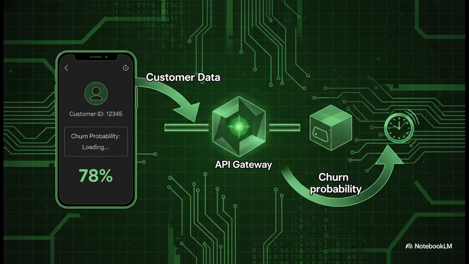Now, for the model to be useful, other applications need to be able to talk to it. So we create what's called an API gateway. An application, say one on your phone, sends customer data to this gateway. Our model inside grabs it, processes it, and sends back a churn probability score. And this all happens in milliseconds. It's the essential bridge between our model and the business.